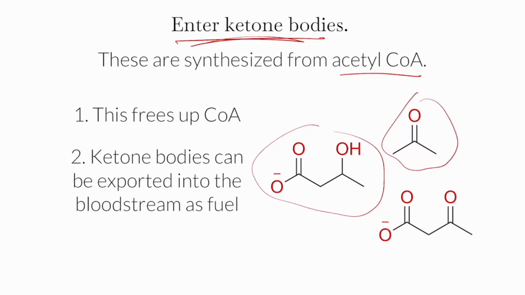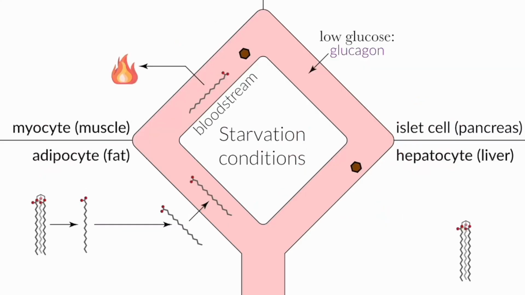What this does is it has several consequences. First, it frees up coenzyme A. So as we're running gluconeogenesis, we're depleting the citric acid cycle. We can free up acetyl-CoA or CoA molecules by a different route, that is by making ketone bodies. The second thing it does is these ketone bodies can be exported into the bloodstream and used as fuel. And so we can add that to our picture here.